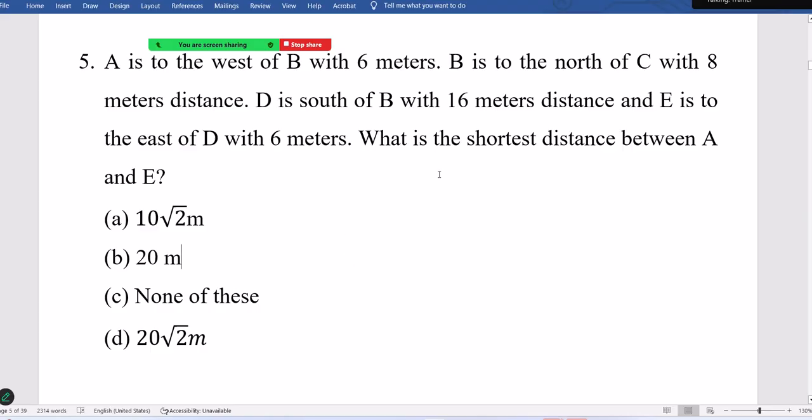A is west of B with 6 meters. B is north of C. So A is west of B. With respect to B, A is on the west side, 6 meters. B is north of C.